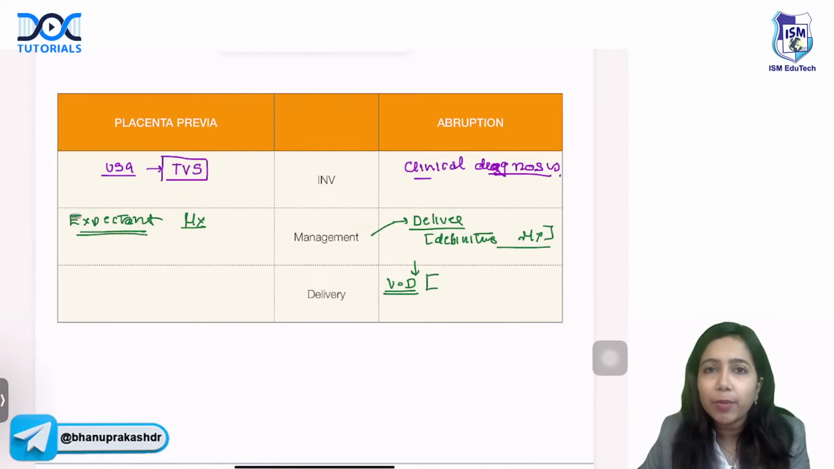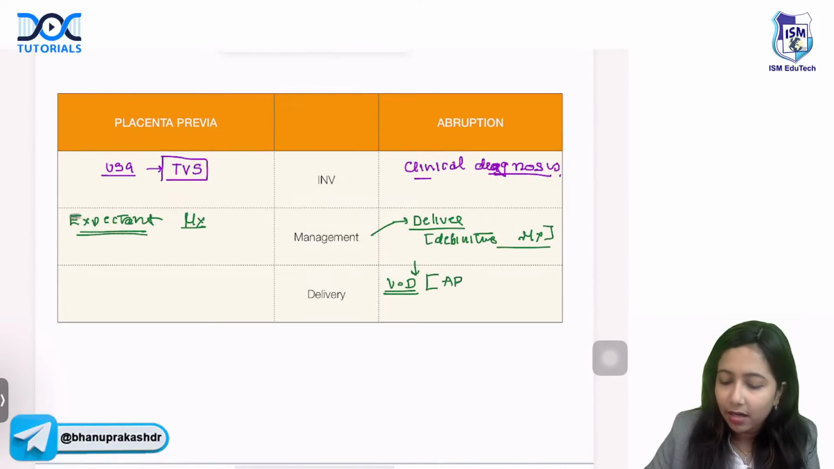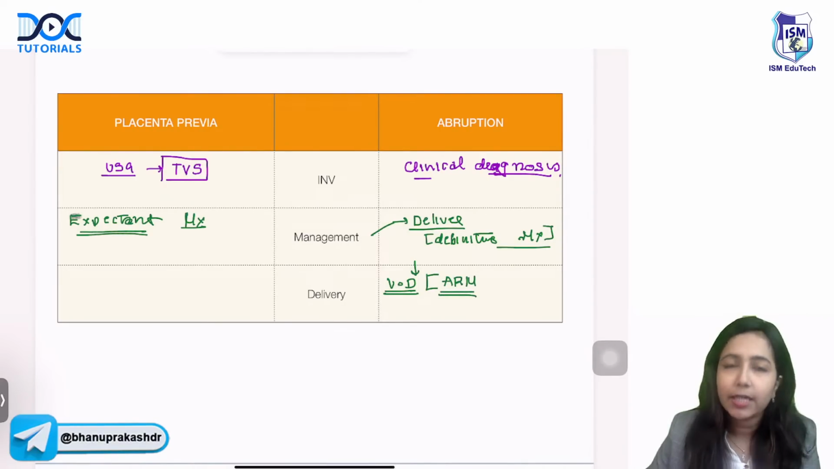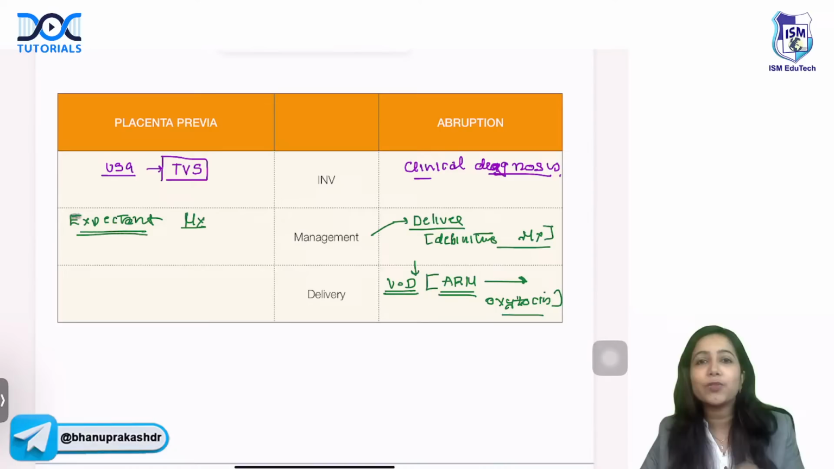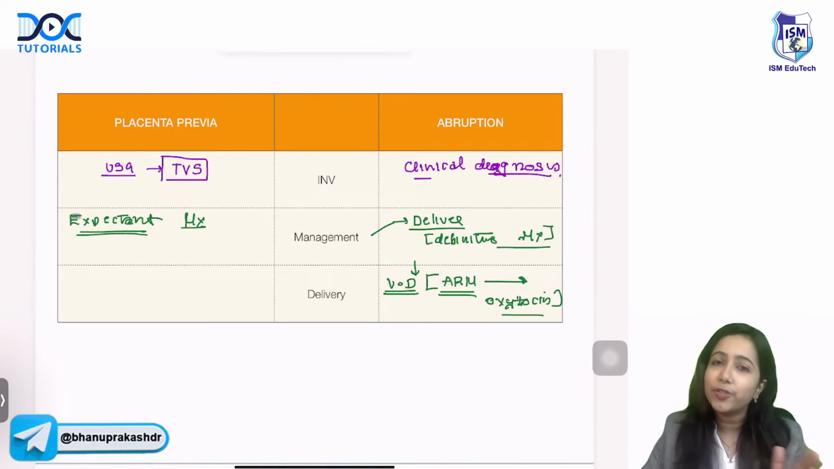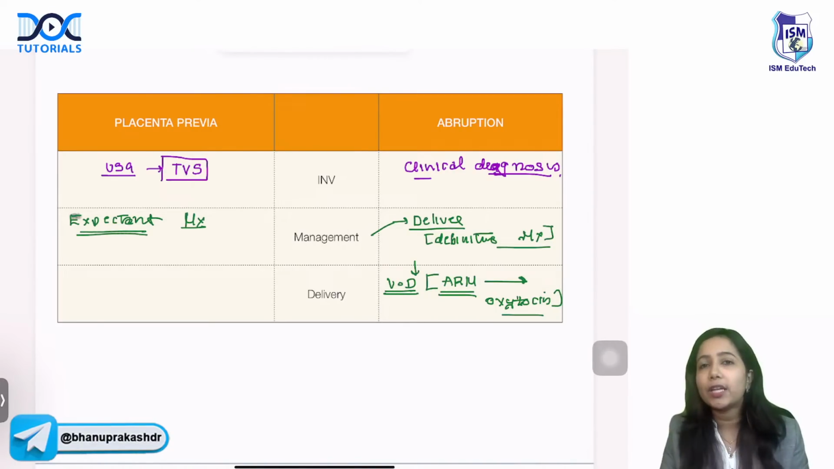A patient with abruptio placentae who has come to you, whom you have planned for delivery, the first thing that you do is an artificial rupture of membrane. You go for an ARM, followed by oxytocin. So you will have two options: one is ARM, one is oxytocin. What will you choose first? First do ARM, then further on we can go for the oxytocin. So the dictum is vaginal delivery in case of abruption.